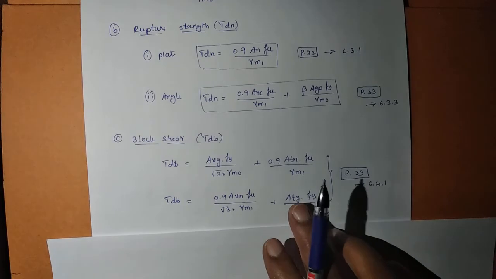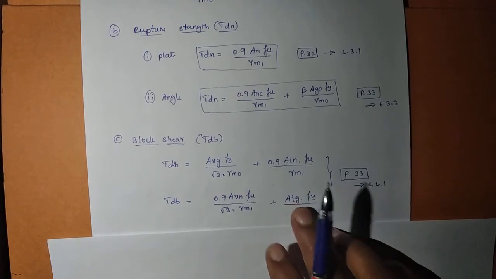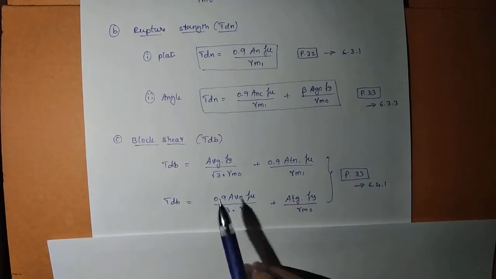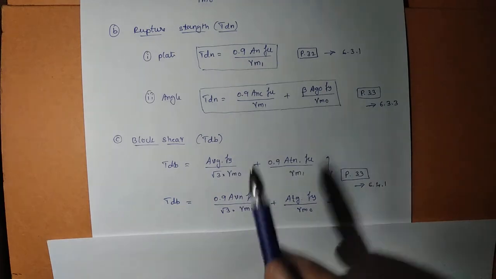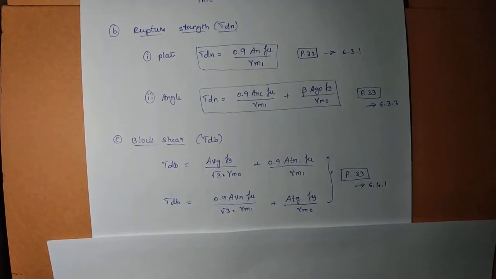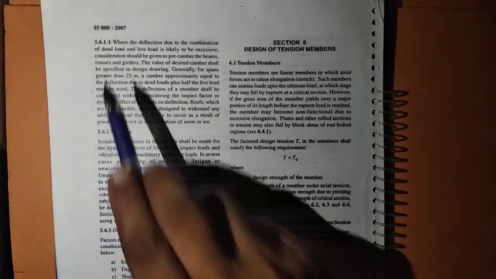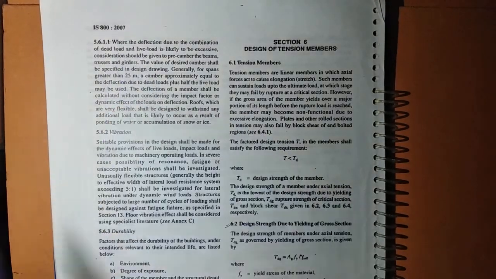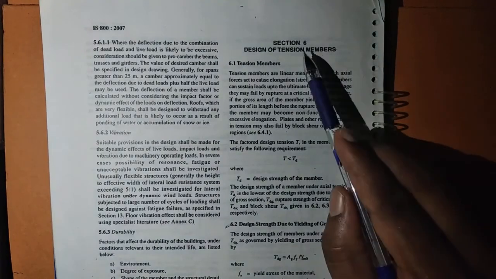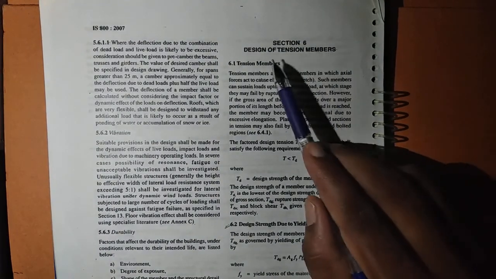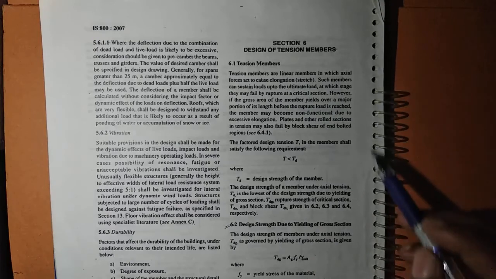After calculating all the values, yield strength, rupture strength and block shear, we select the least of these three values. That will be the design strength of a tension member. The design procedure is given on page number 32 of the IS 800-2007 code book, under section number 6, design of tension members. This is the theory part.